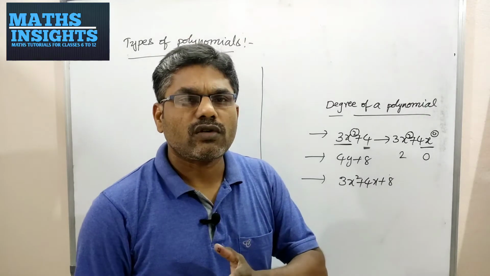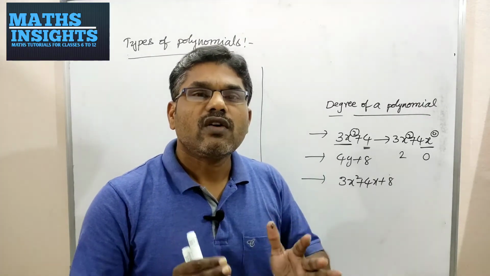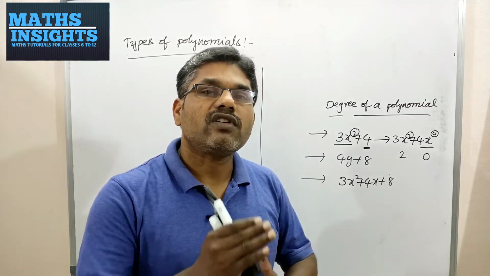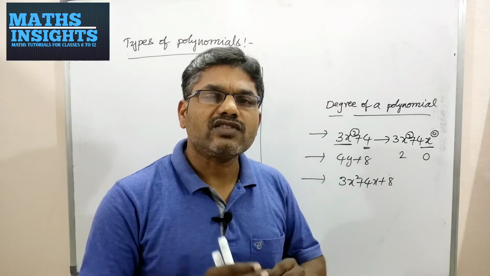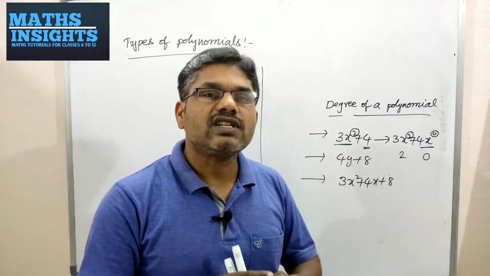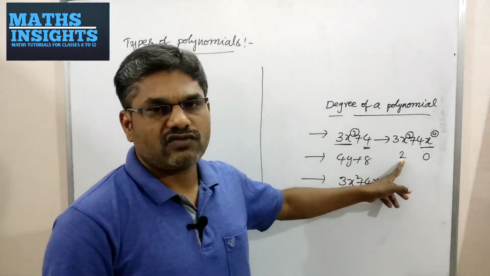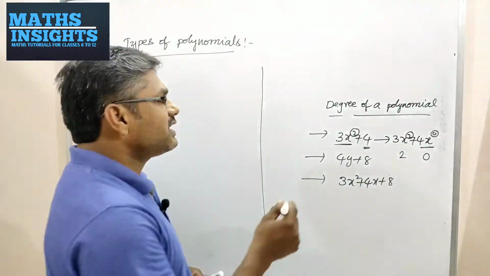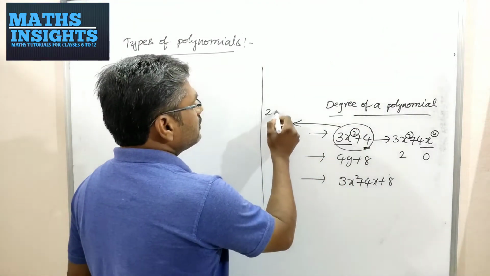A polynomial may have more number of terms. So in each term we have to find what is the power of the variable. In all the terms, the highest one is the degree of the polynomial. So in these two terms, 2 is the highest one. Therefore, 2 is the degree of this polynomial.